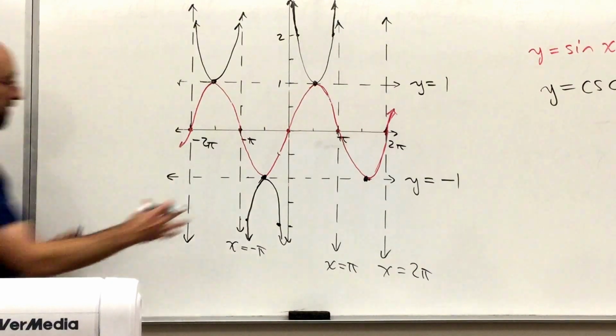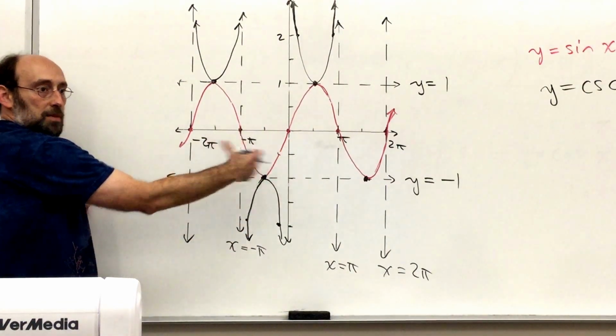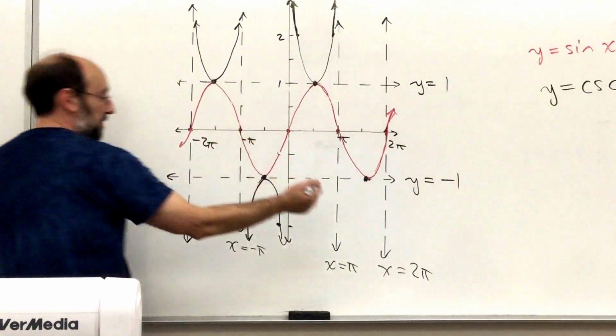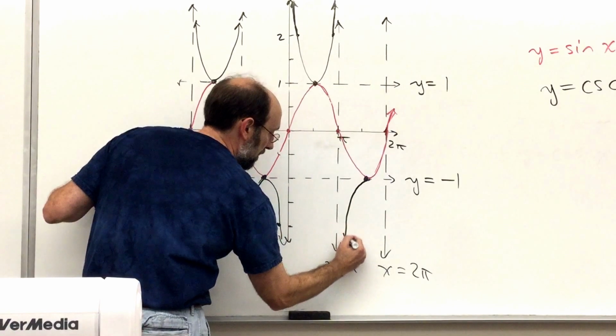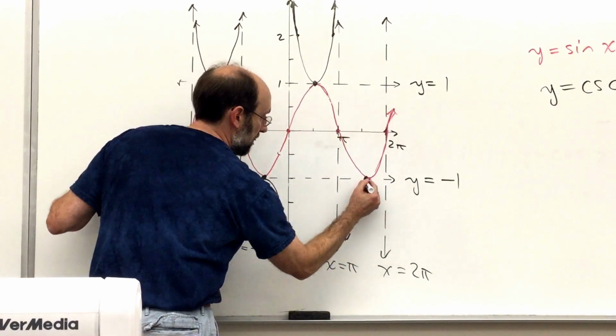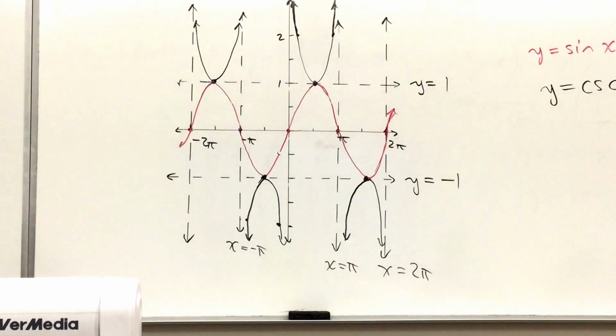Okay? So I'm going to have this region is identical to this one over here in terms of how the graph is going to be created. So I'm just going to make another such U shape between pi and 2 pi. Okay? And this is the cosecant. Okay, so y equals cosecant of x.